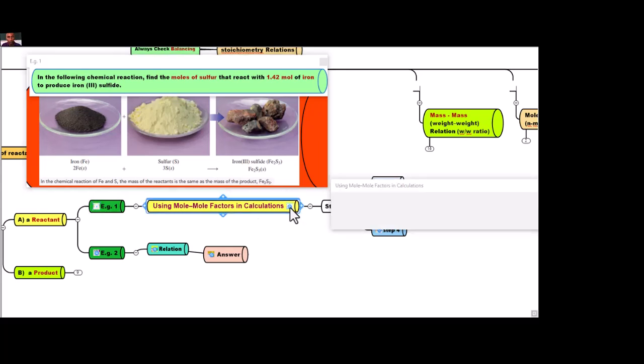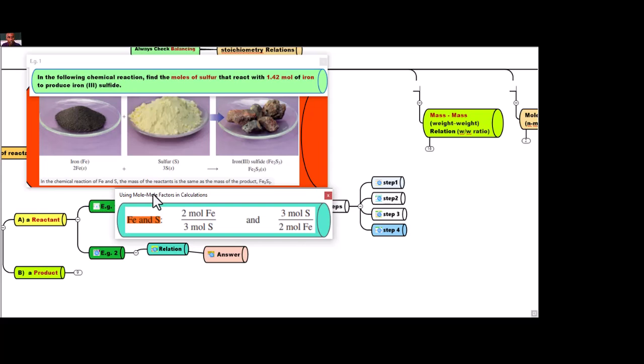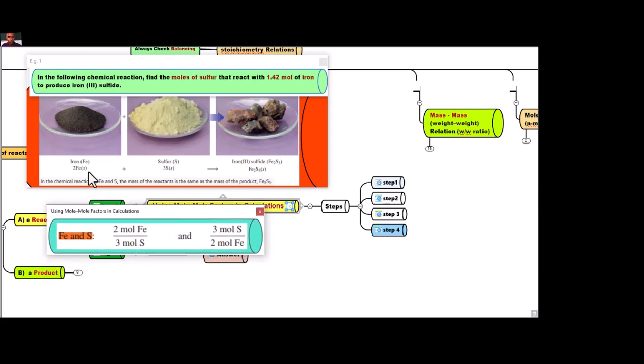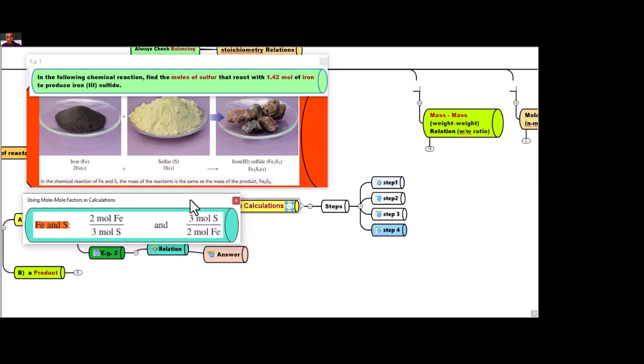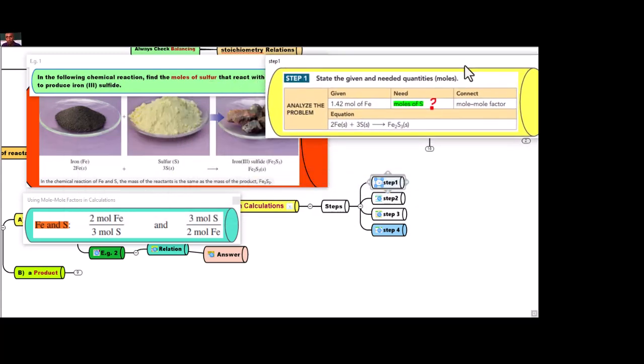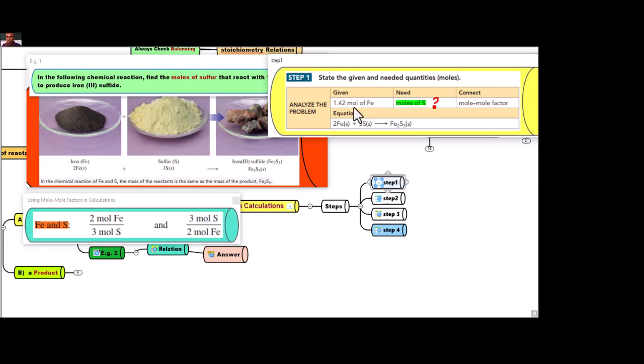From this we can see that we can use the mole factor. That is, the mole of iron is 2, the mole of sulfur is 3. So you are asked to calculate the mole of sulfur from the given mole of iron. You can use the ratio of mole of iron to sulfur or sulfur to iron, and we will follow 4 steps. The first step is to state the given and the needed. We have given mole and needed mole, and we'll connect them with the mole factor.